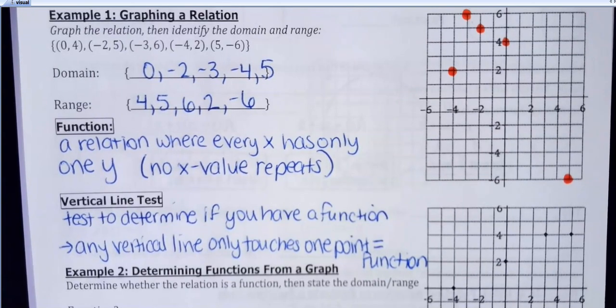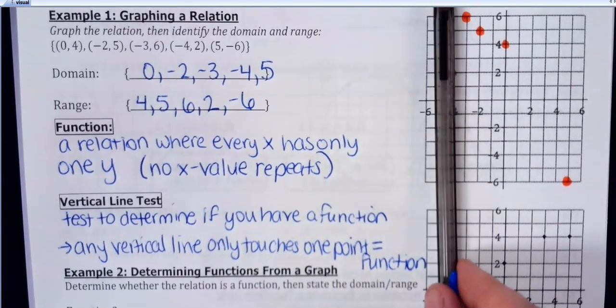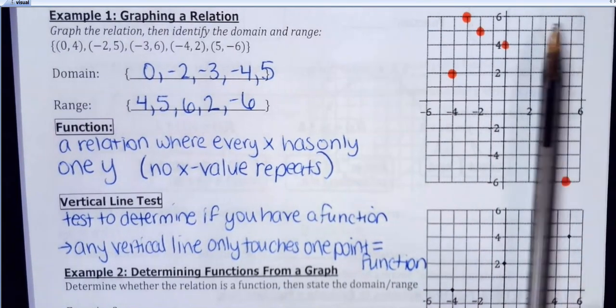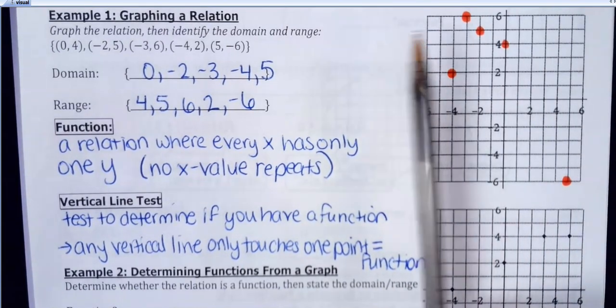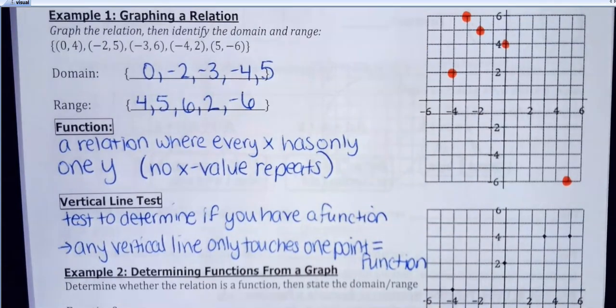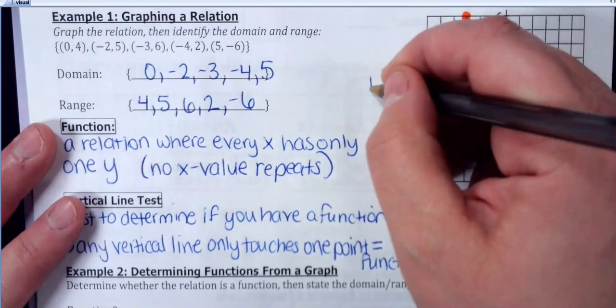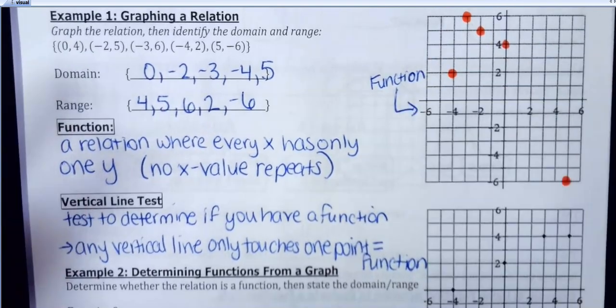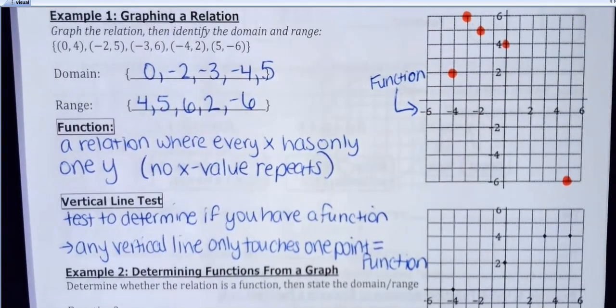Okay, so let's look at the one we just graphed. So if I slide my pencil across here or draw a bunch of vertical lines, is this relation that we graphed right here going to represent a function? We're good here. You would only ever touch one point. I know it doesn't ask you this, but I'm just going to write this in here real quick. So that first graph that we did, that is a function.